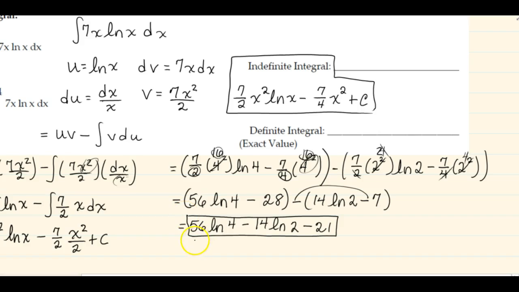You can go on ahead and simplify more by changing these coefficients into exponents, or we can also change that 4 into 2 squared, and then we can even get it further. If you did do that, I also accepted 98 natural log of 2 minus 21. So again, that would be our definite integral.